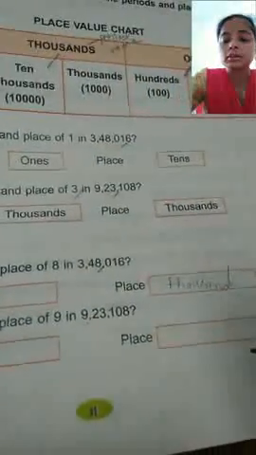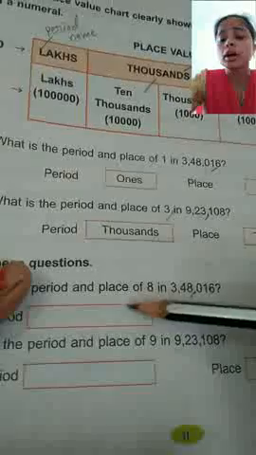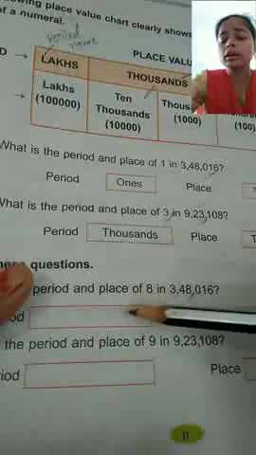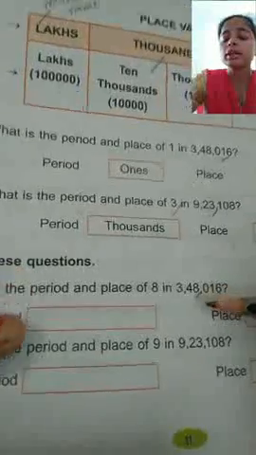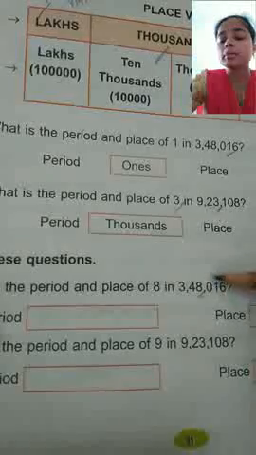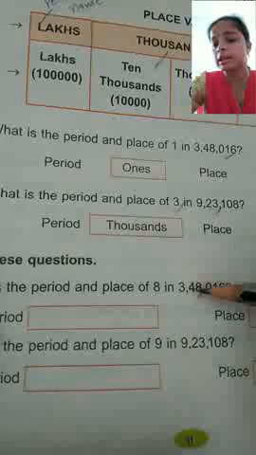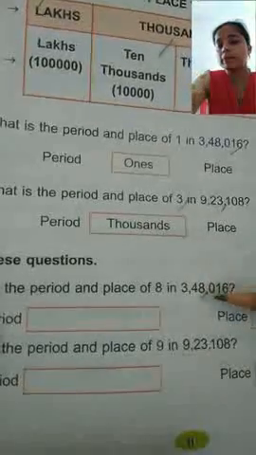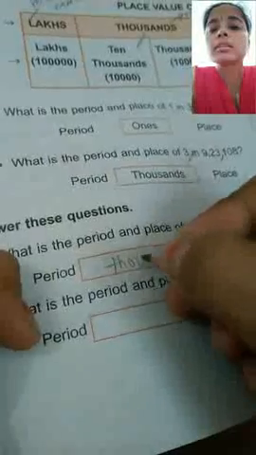So again, what is the period of the 8 in the given number? Again we will count the 6, 1 and 0. These three are grouped together, and the name of that group is what? Ones. Again, 8 will come in which period? It will come in the 1000 period, because after ones which period will come? After ones the 1000 period will come. So what is the period of the 8? The period of the 8 is again 1000.